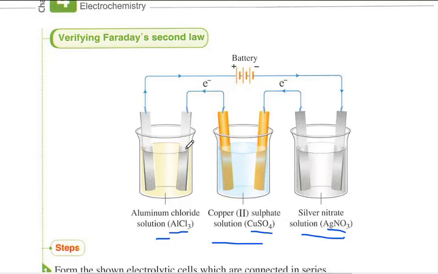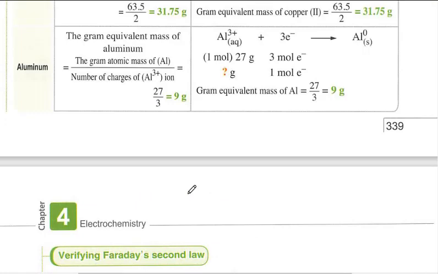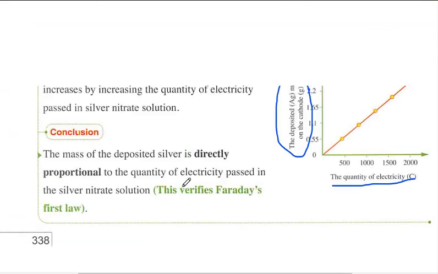So what is the relation between the quantity of aluminum precipitated at the cathode, the quantity of copper precipitated at the cathode of the copper cell, and the quantity of silver precipitated in the silver cell, if the same quantity of electricity is passed through all these solutions? Okay, this is Faraday's second law. It states that as the equivalent mass of the element increases, the quantity of precipitated substance increases, and there is a mathematical relation here.